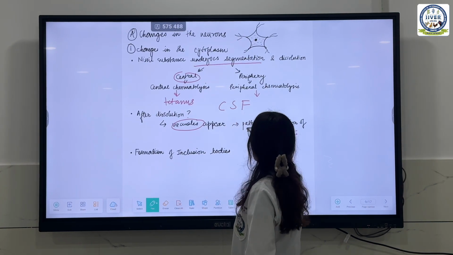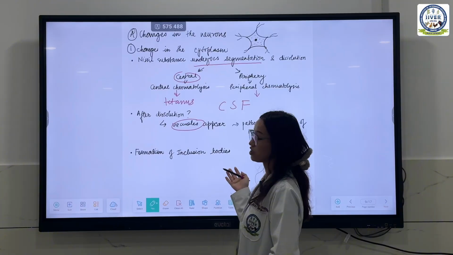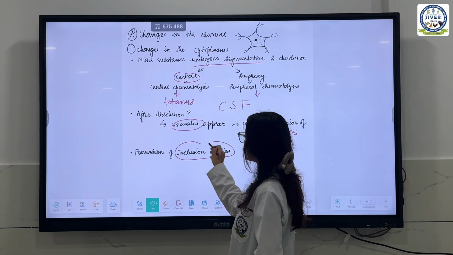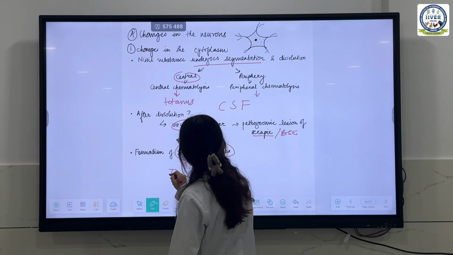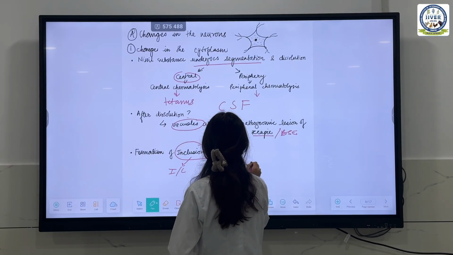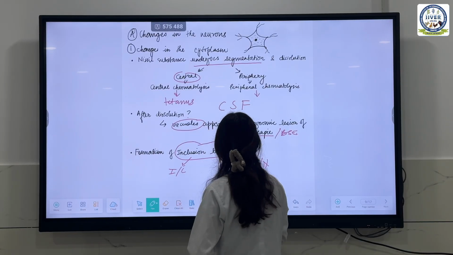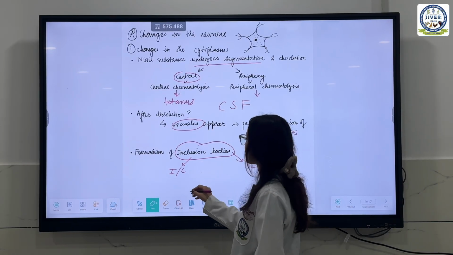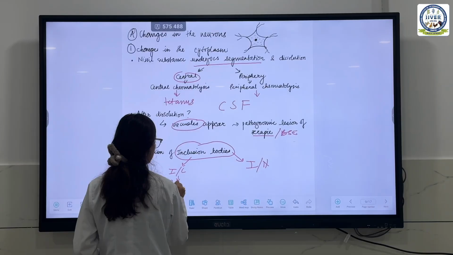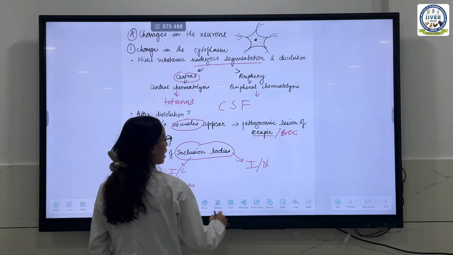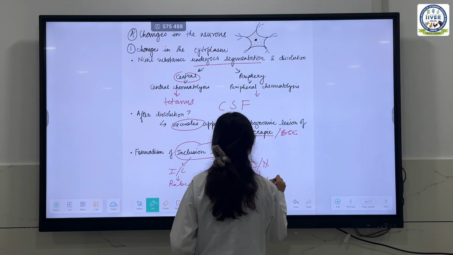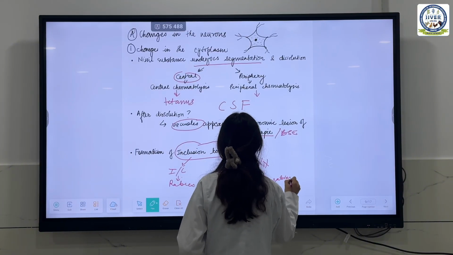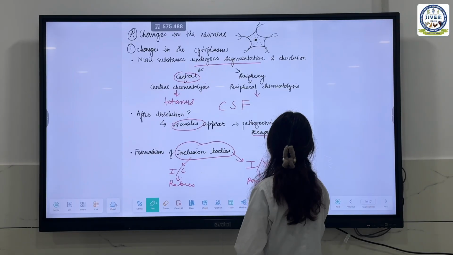And then after the vacuoles appear, there will be a formation of inclusion bodies. Now these inclusion bodies can be intracytoplasmic, or they can be intranuclear. Intracytoplasmic you will see in the case of rabies, and intranuclear you can see in the case of pseudorabies, or otherwise also known as Aujeszky's disease.